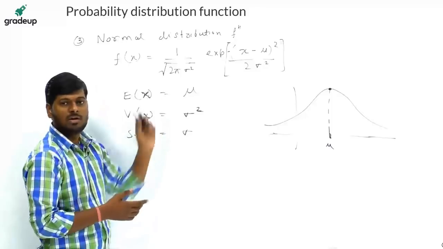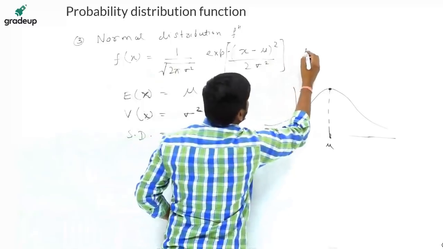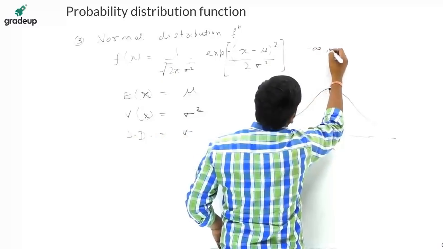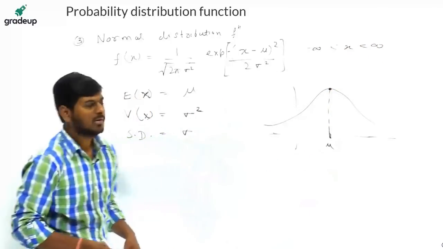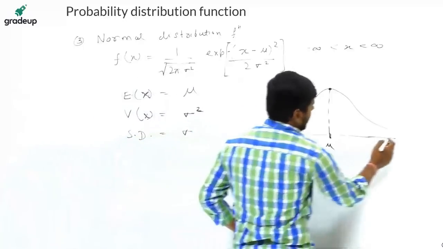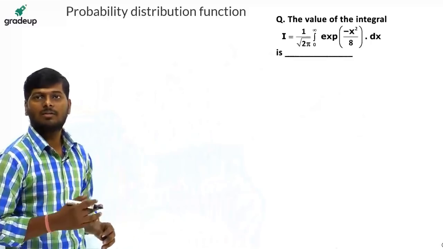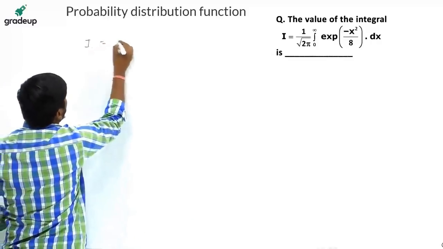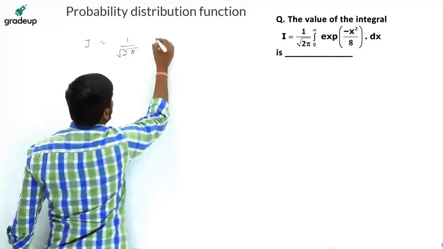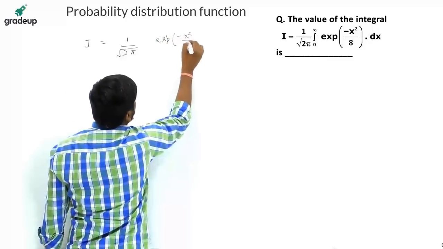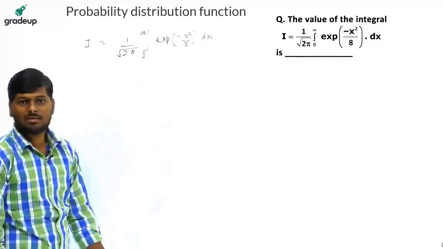Let's see one question on the Gaussian distribution function. And remember one thing, this x is from minus infinity to infinity, minus infinity to infinity only. x is everywhere, minus infinity to infinity. Okay, so the question is, the value of the integral I is equal to 1 divided by under root 2 pi, exponential minus x square divided by 8, dx, and integration is from 0 to infinity. This is the question.